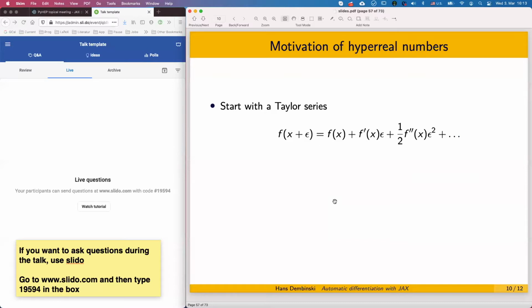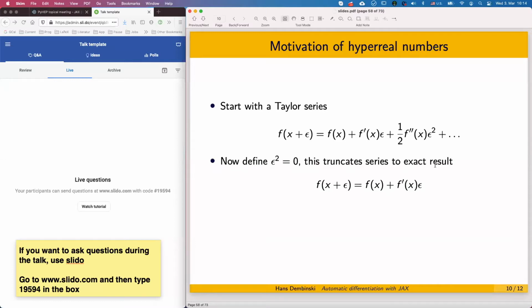Before we go, I want to motivate these hyperreal numbers, because when I learned about this, I thought it's a really neat thing. So if you're a little bit of a nerd, you might like this. The idea is you start with the Taylor series. When I displace my x by a small epsilon, then I can compute what this result is going to be. In the Taylor series, it's going to be f of x, and then I have the first derivative times epsilon, and then some higher orders of epsilon.